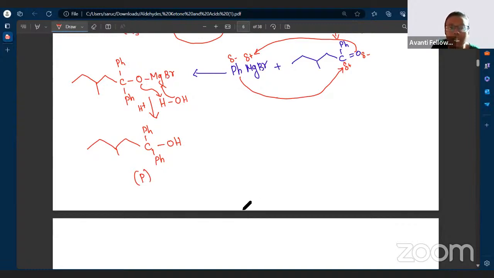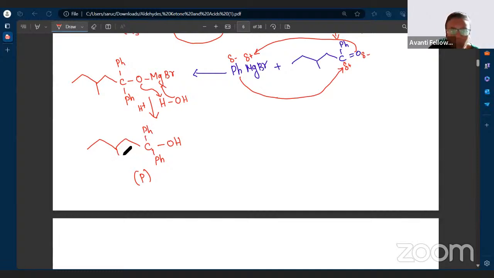What is an asymmetric carbon? A chiral carbon, right? Does P have any chiral carbon? Yes or no? What is a chiral carbon? The carbon which is surrounded by four different groups is a chiral carbon.